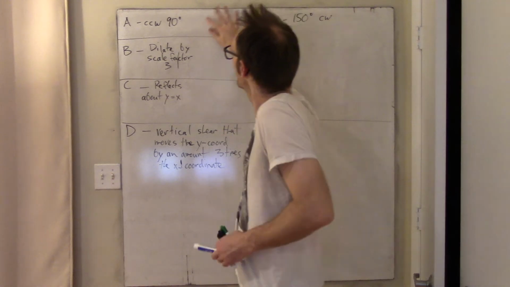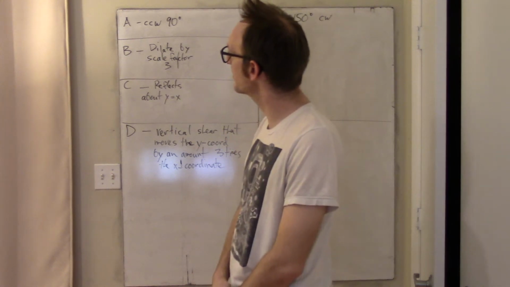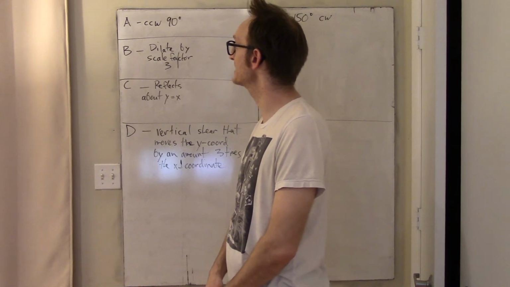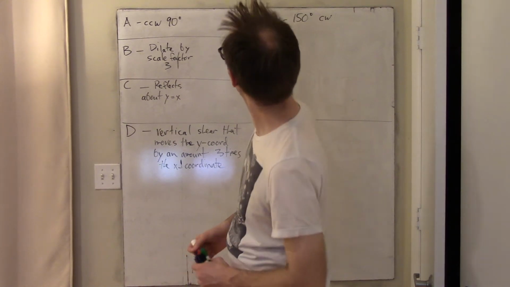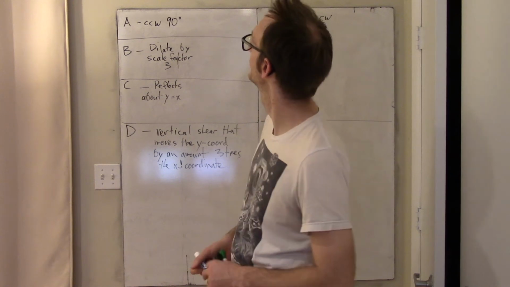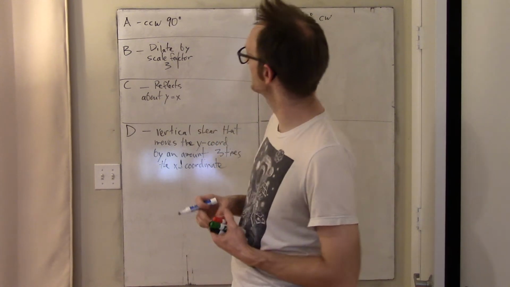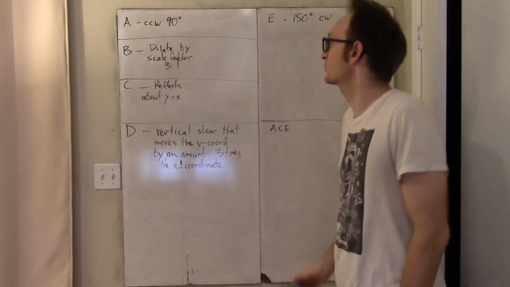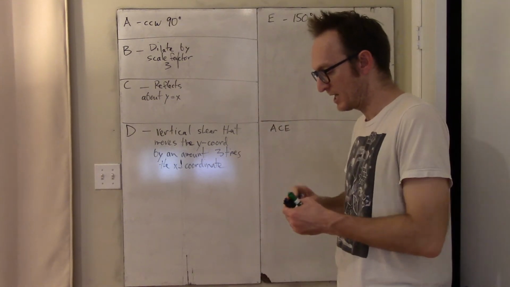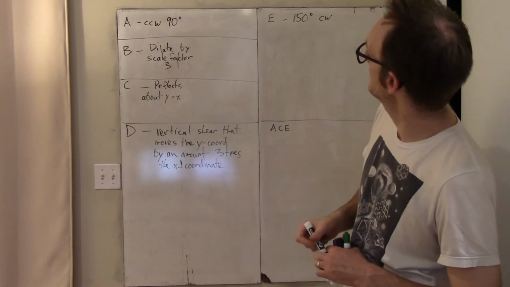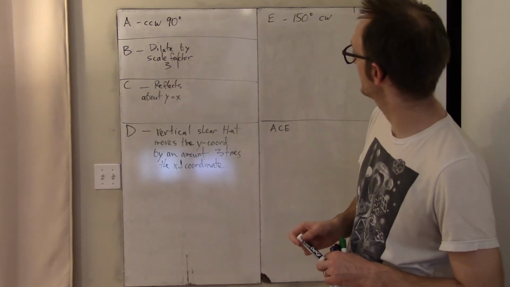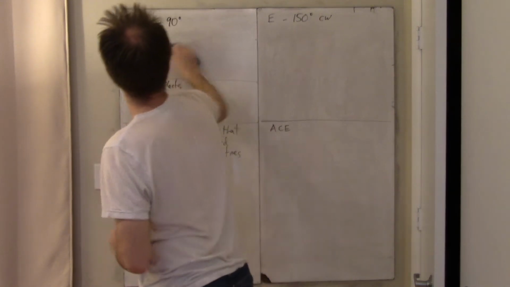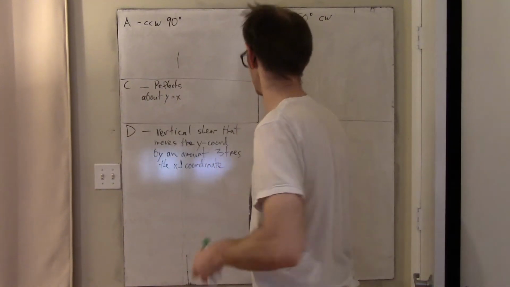I'm going to assume people are pretty good at this, so we begin. A says, rotate points by 90 degrees counterclockwise. I don't really have enough room here, I realized, but maybe I'll do some scratch work down here, even though that's a terrible idea. Maybe I'll just do B down here, or something.